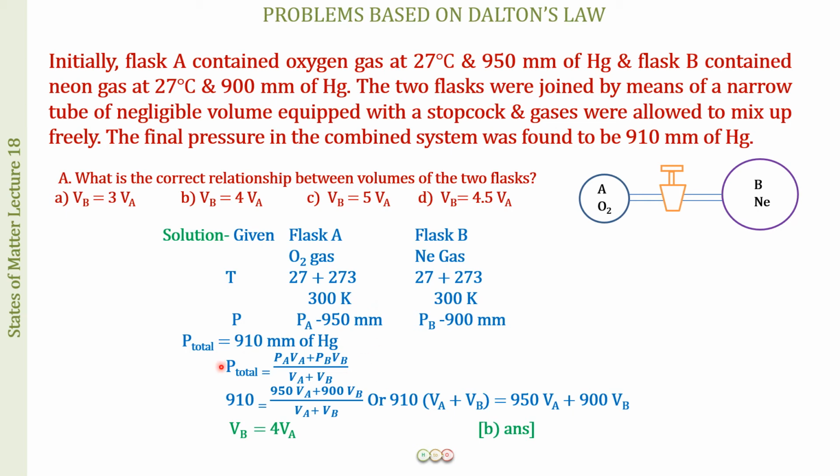Okay, so now we have the P total given to us as 910. Put the values of partial pressure of oxygen gas and neon gas, and you will be getting this equation. When you solve it, you will be getting VB equal to 4 VA. So the volume of neon gas is 4 times the volume of oxygen gas, and the correct choice is therefore going to be the B choice.